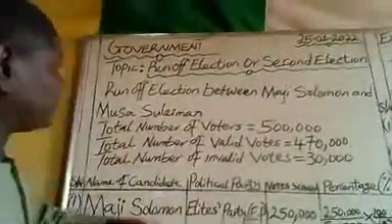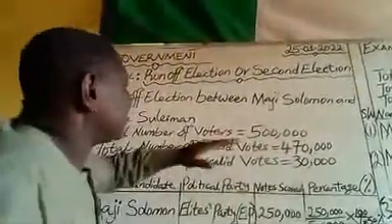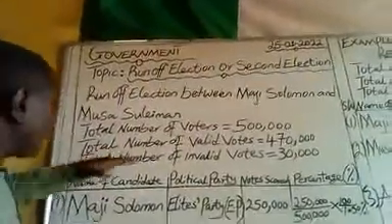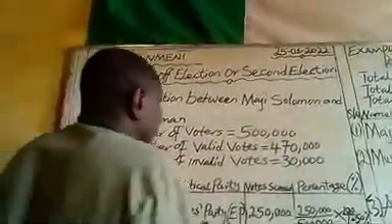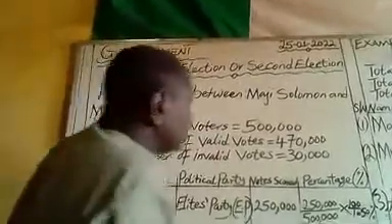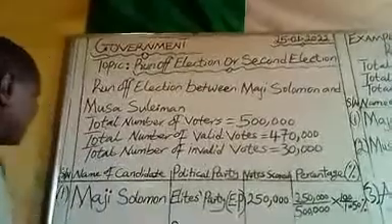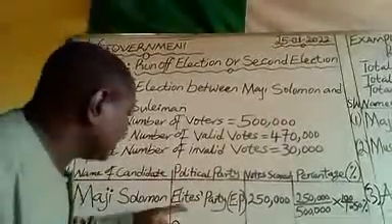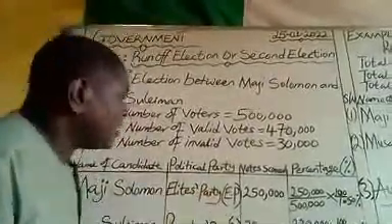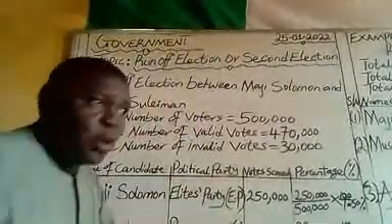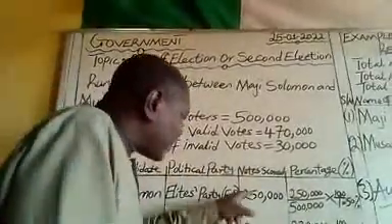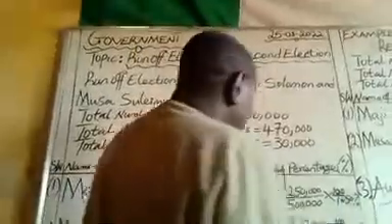Total number of voters, 500,000. Total number of valid votes, 470,000. Total number of invalid votes, 30,000. As you can see, name of candidate, Maji Solomon. Political party, Elites Party, EP. Maji Solomon scored 250,000 votes. Okay?